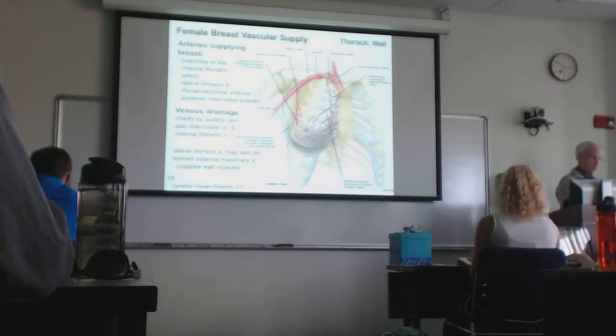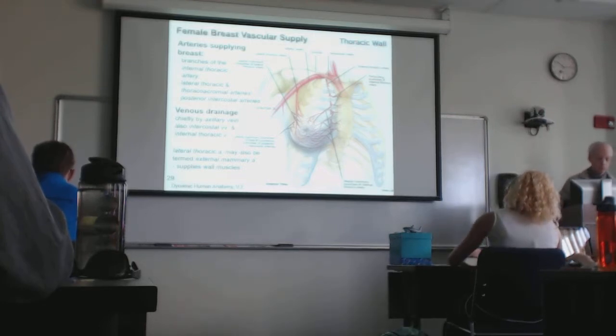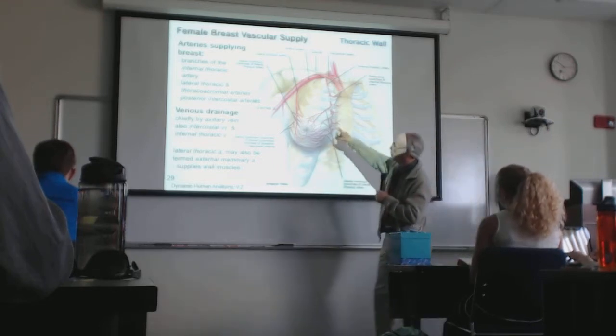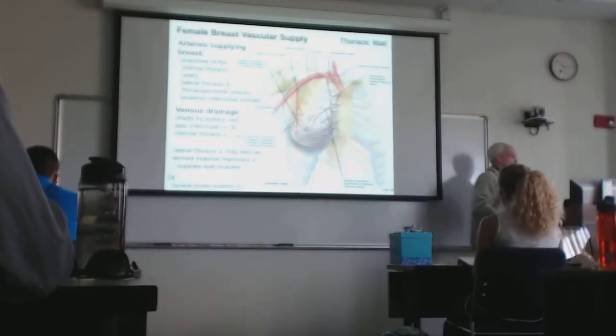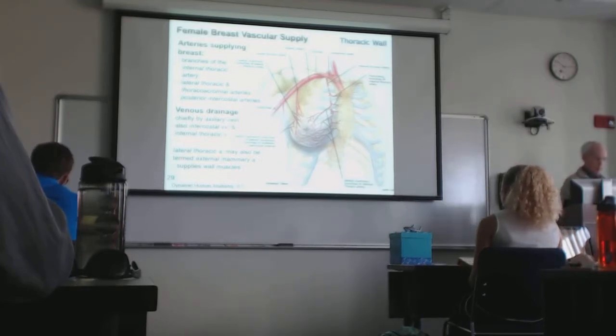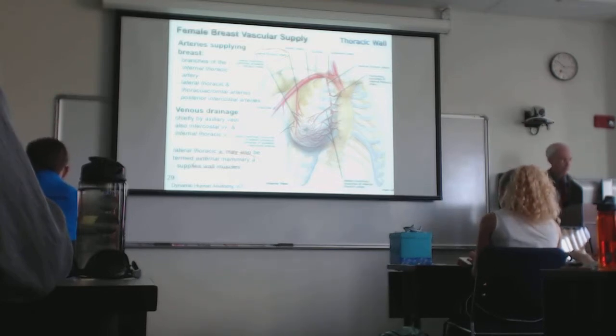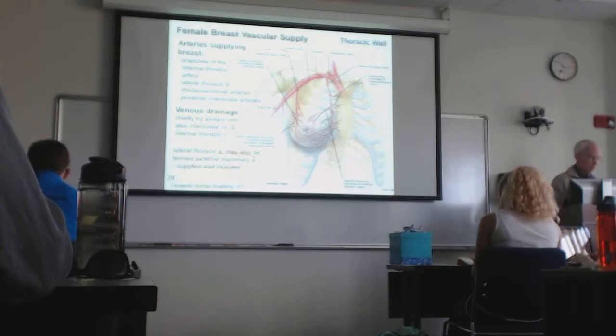And then the other important vessel is the lateral thoracic artery over here that comes off the axillary. And then those two will give rise to the medial and lateral mammary arteries and anastomose in the breast tissue. By the way, this lateral thoracic artery is sometimes called the external mammary artery. Be aware of that. The lateral thoracic is sometimes called the external mammary. So that's a source of confusion when we talk about the mammary arteries.